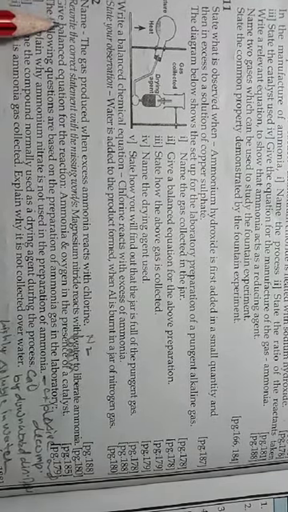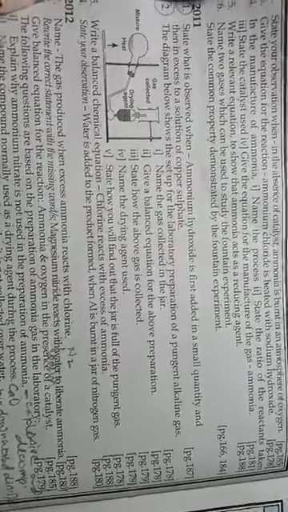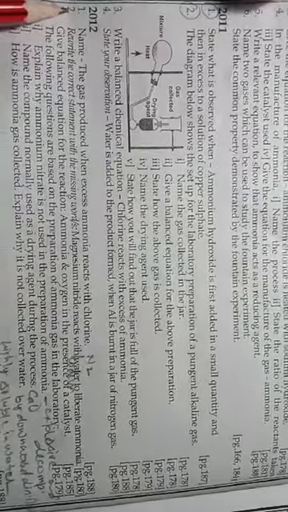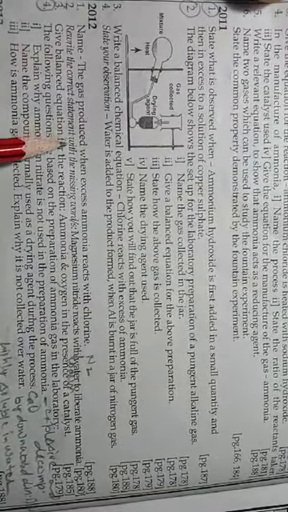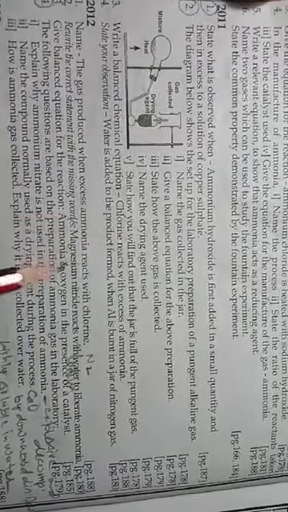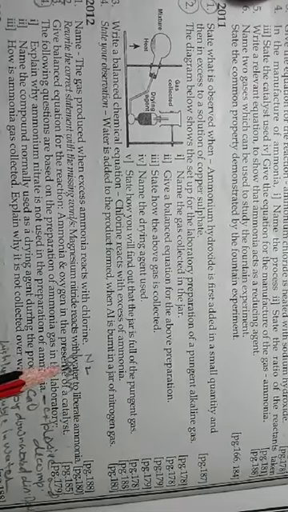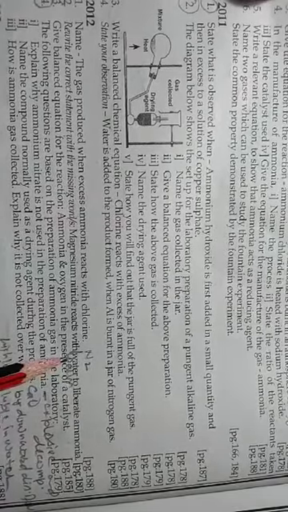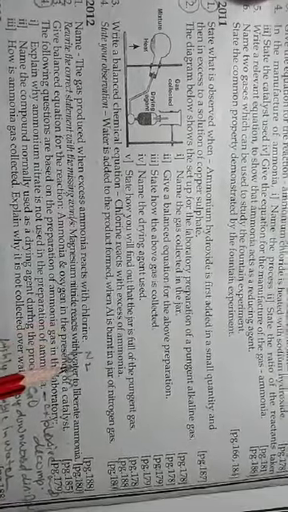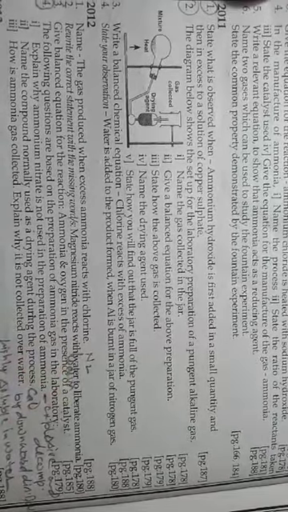The next is, rewrite the correct statement. 2012, second part of the question. Rewrite the correct statement with the missing words, and the statement is: magnesium nitride reacts with water to liberate ammonia. So the term which is missing here is warm. Magnesium nitride reacts with warm water to liberate ammonia.